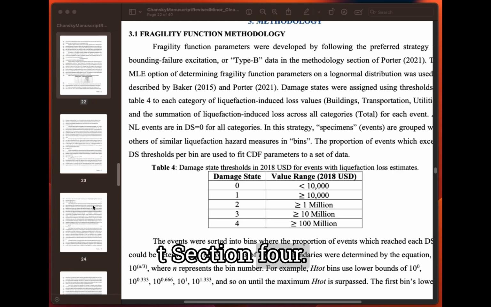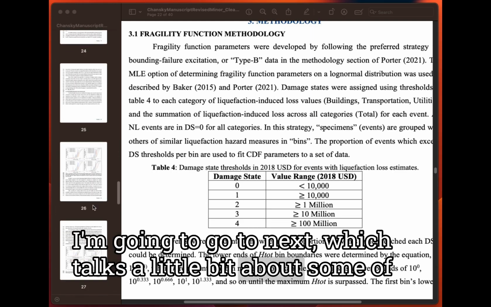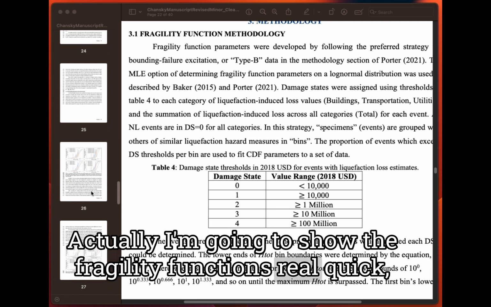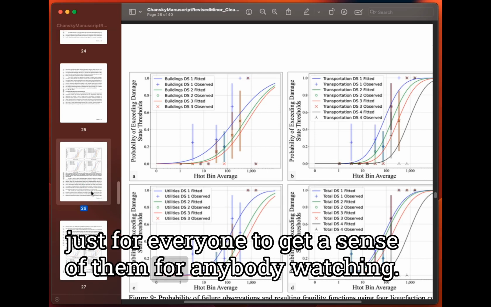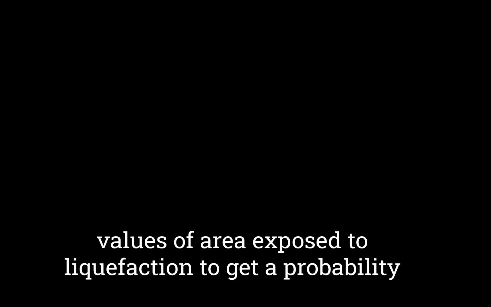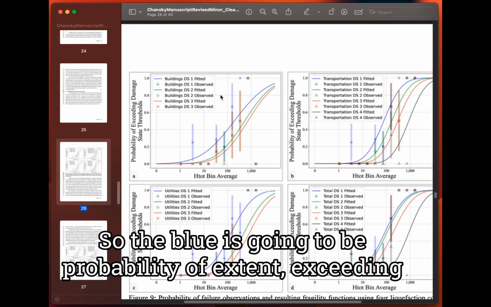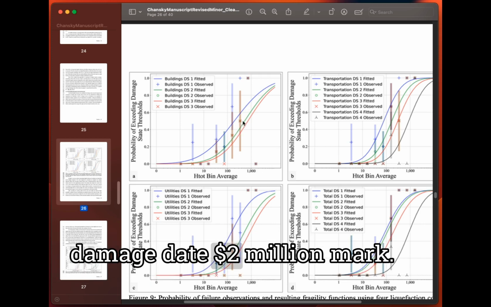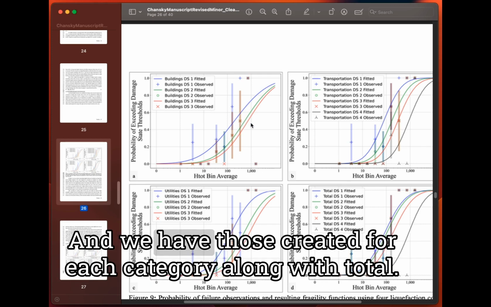Section 4, I'm going to go to next, which talks a little bit about some of the limitations of this project. Actually, I'm going to show the fragility functions real quick just for everyone to get a sense of them. As I mentioned earlier, we can use the explanatory values of area exposed to liquefaction to get a probability of exceeding each damage state. So the blue is going to be probability of exceeding damage state 1, which is the $10,000 mark. Green is exceeding damage state 2, $1 million mark. And we have those created for each category along with total.